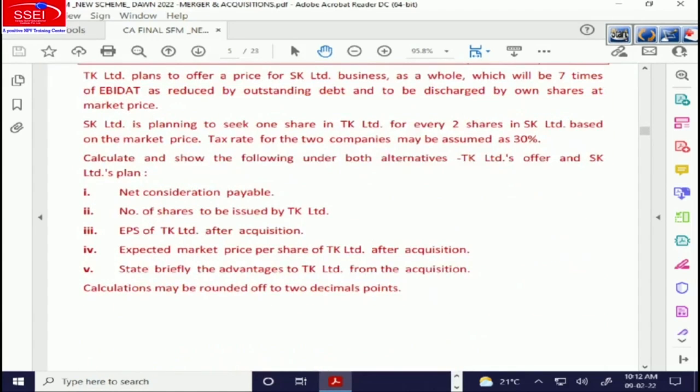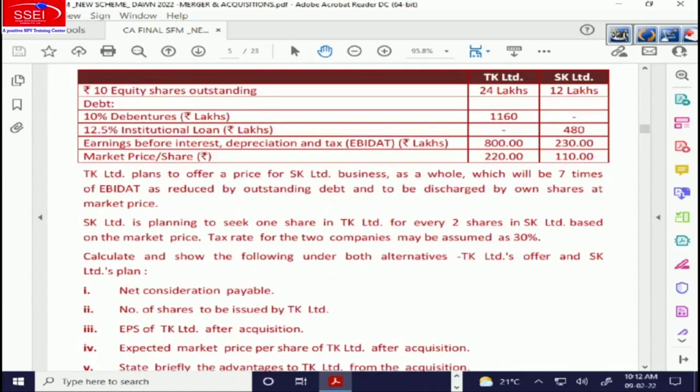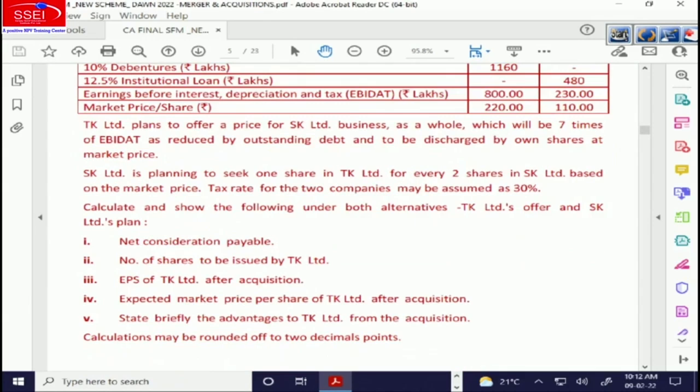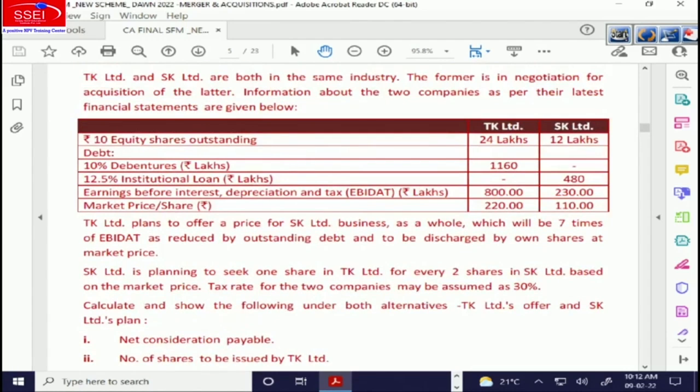So that was one part. We computed all this based on what TK Limited wants to pay to SK. Now let's come to what SK wants. It's written SK wants 1 share for every 2 shares held. So that means the exchange ratio is 0.5. So the number of shares to be issued will be 12 lakh into 0.5, that is 6 lakh.